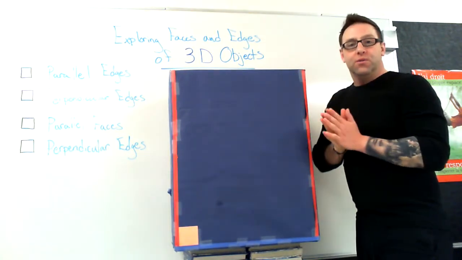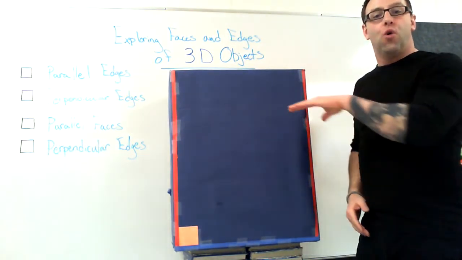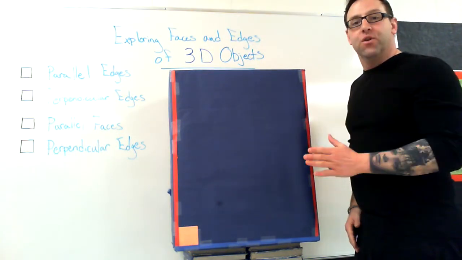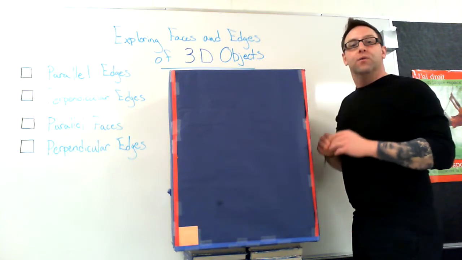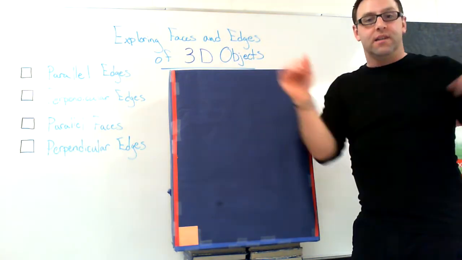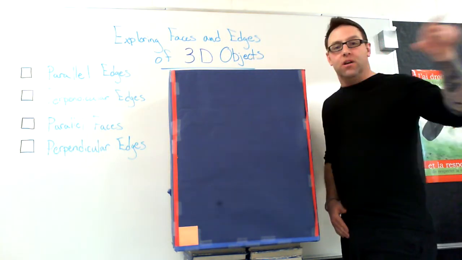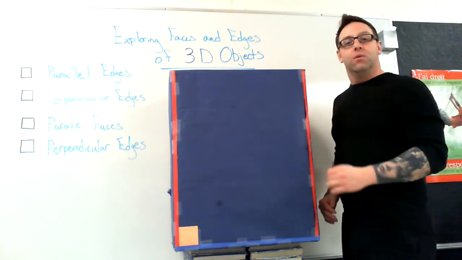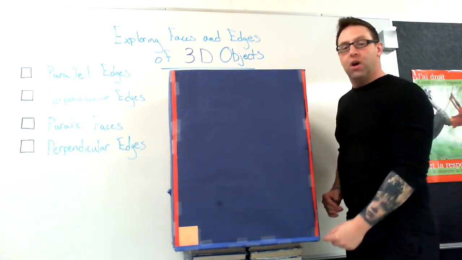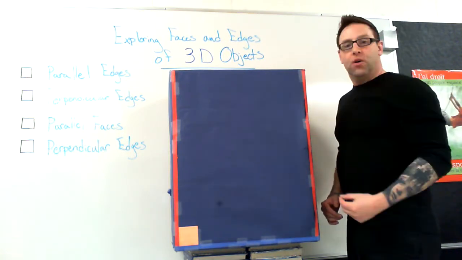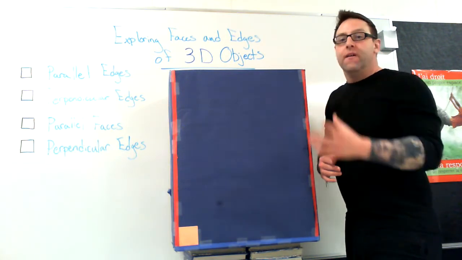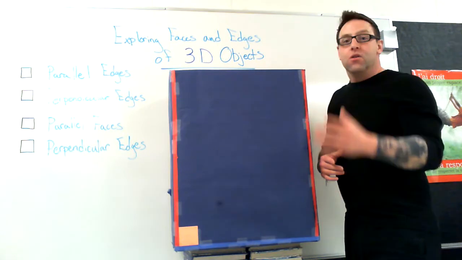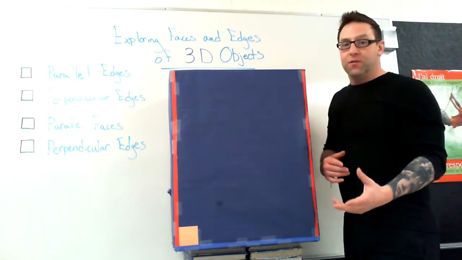We can also think of this in terms of horizontal and vertical, okay? When we're talking about horizontal, we were talking about the horizon, the lines that are straight across, okay? When we're talking about vertical, we're talking about up and down, okay? Now, we can also have vertical edges, vertical faces, horizontal edges, and horizontal faces.